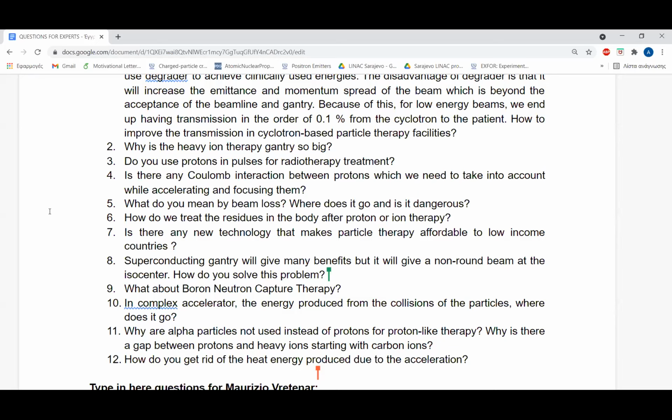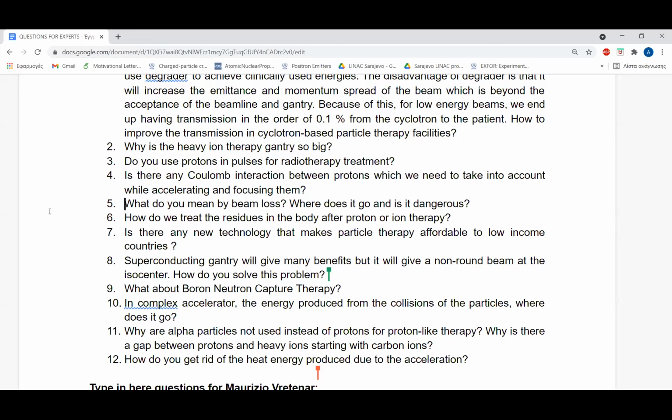There are people working now on making radiation therapy more affordable to low-income countries, and the time for particle therapy will come, but not today. I mean, it's not for today, unfortunately.